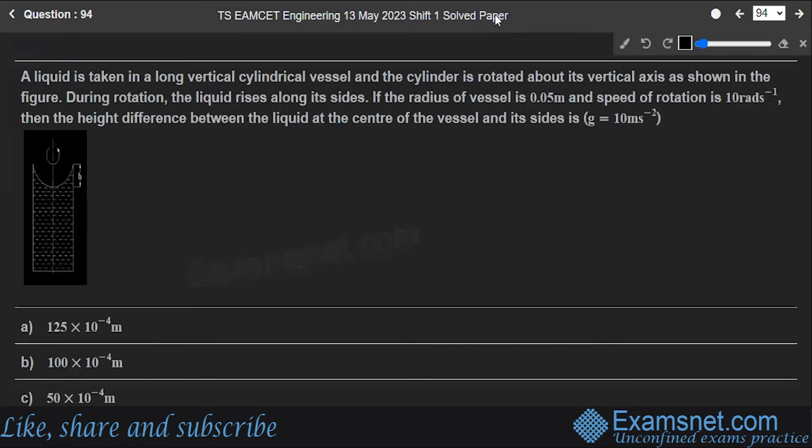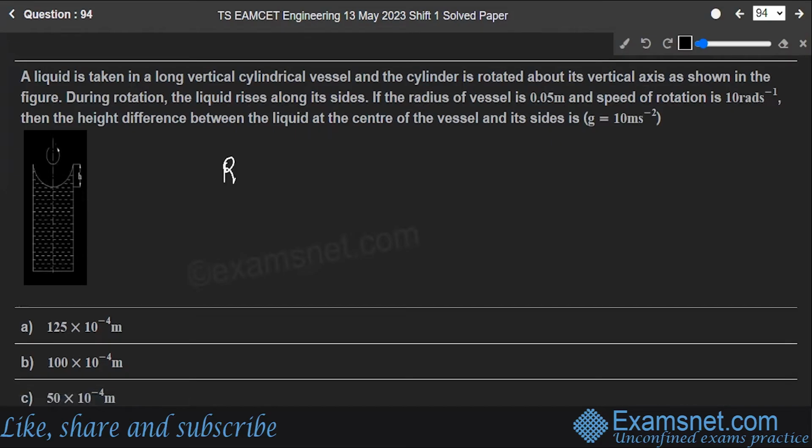Question number 94. A liquid is taken in a long vertical cylindrical vessel and the cylinder is rotated about its vertical axis as shown in the figure. During rotation, the liquid rises along its sides. If the radius of the vessel is 0.05 meters and the speed of rotation is 10 pi radians, then the height difference between the liquid at the center of the vessel and its side is what? You have to take the value of g as 10 meter per second square.